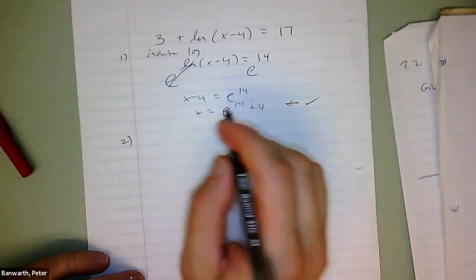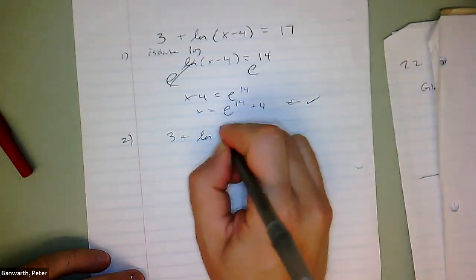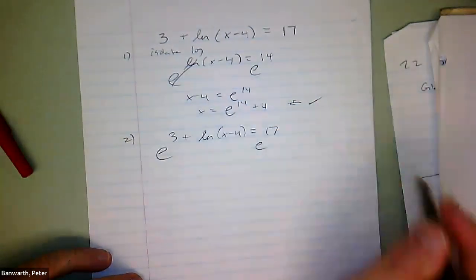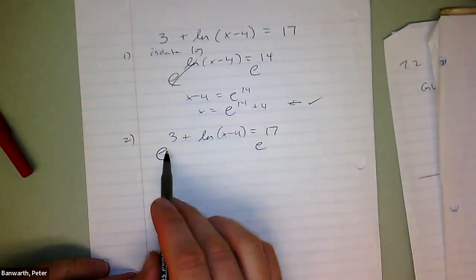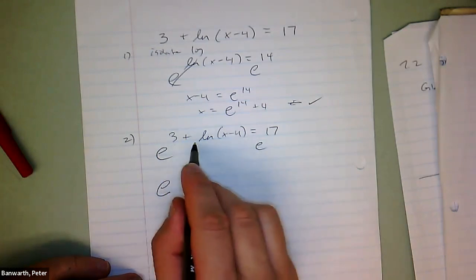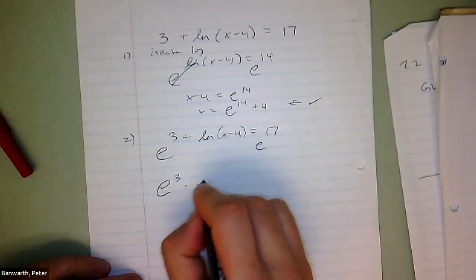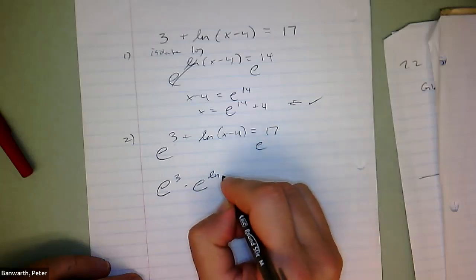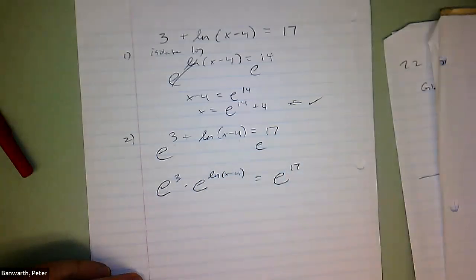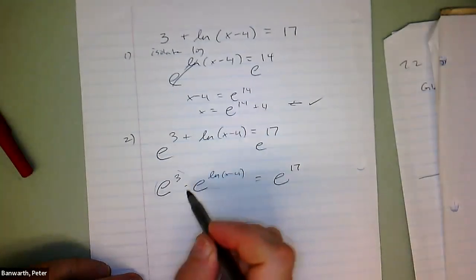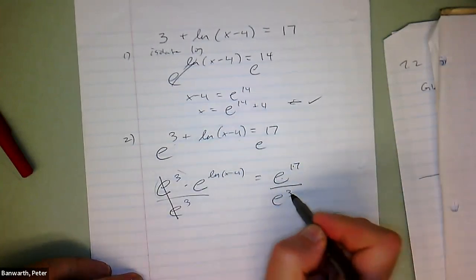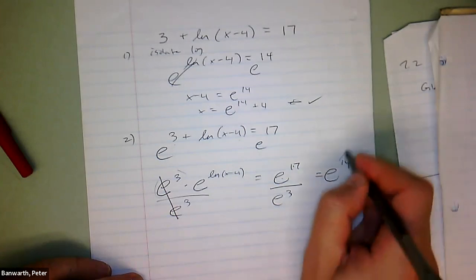The other way is to exponentiate first. So I have 3 plus natural log of x minus 4 equals 17. So exponentiate both of those first. And now use your rules of exponents to say, if I have e to the 3 plus, that's e cubed times e to the natural log of x minus 4 equals e to the 17. And now this is a number, so I'll divide both sides by that. Those cancel. E to the 17 divided by e to the 3rd is e to the 14, and I'm right back here.